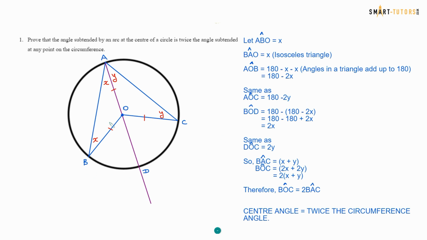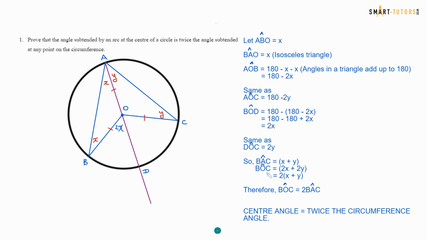So if you see, BOD equals 180 take away (180 minus 2x). 180 is a straight line, so 180 minus 180, minus times minus is plus 2x. The 180s cancel, so 2x is the answer. So the 2x is going to be somewhere here, BOD. So BOD is 2x.